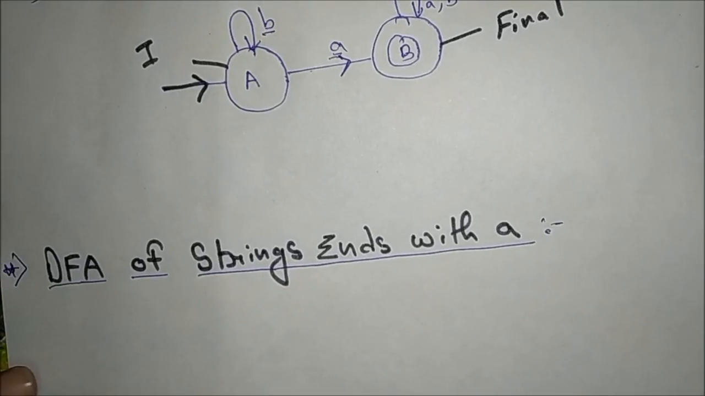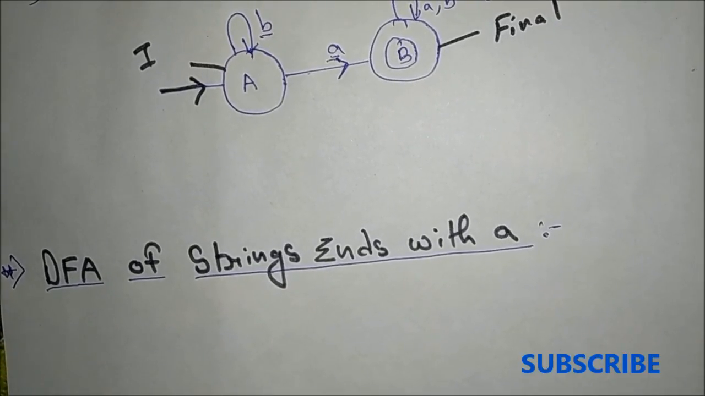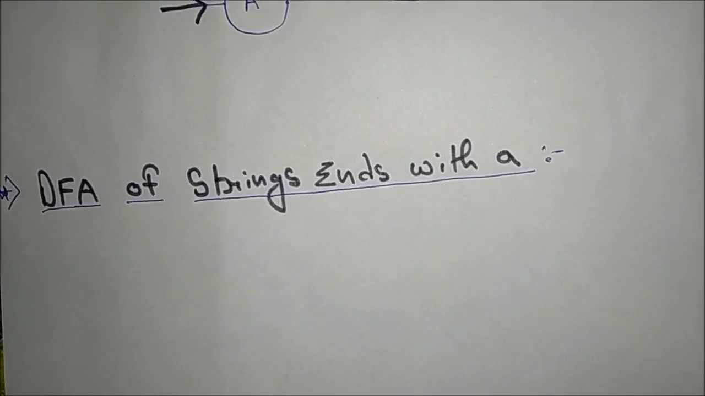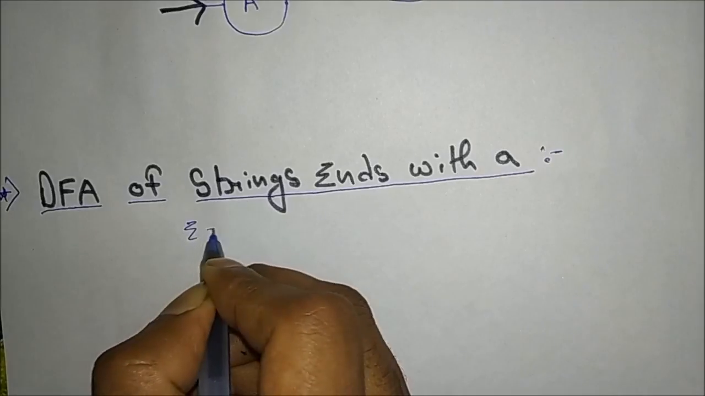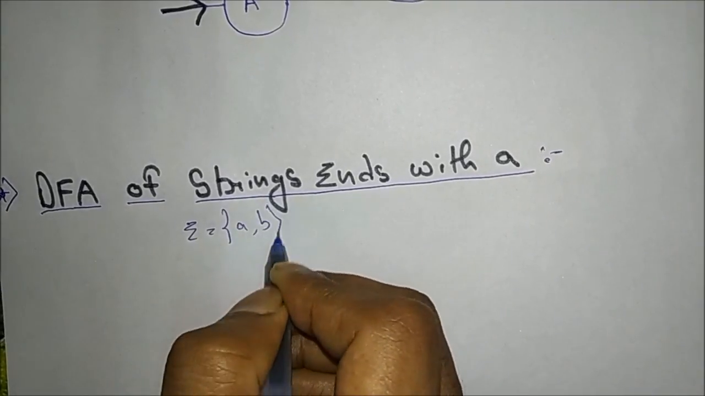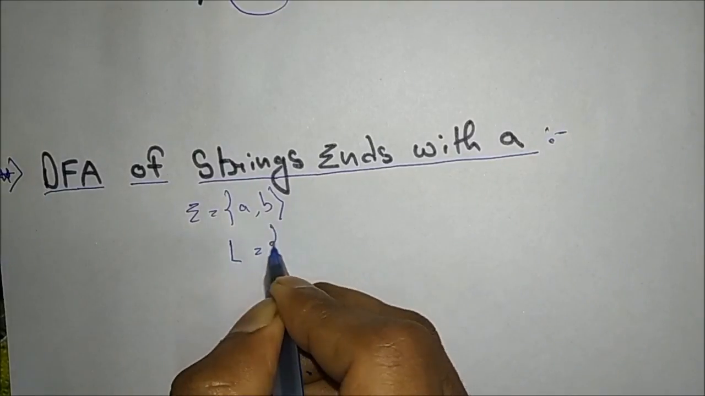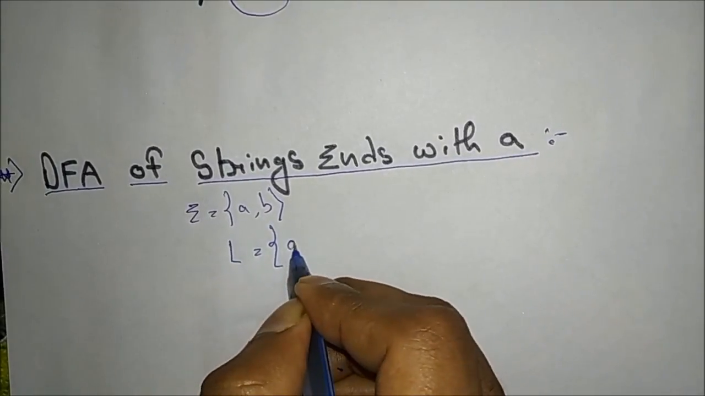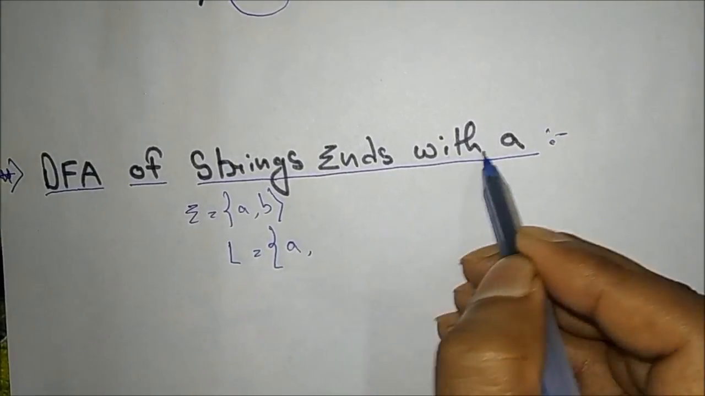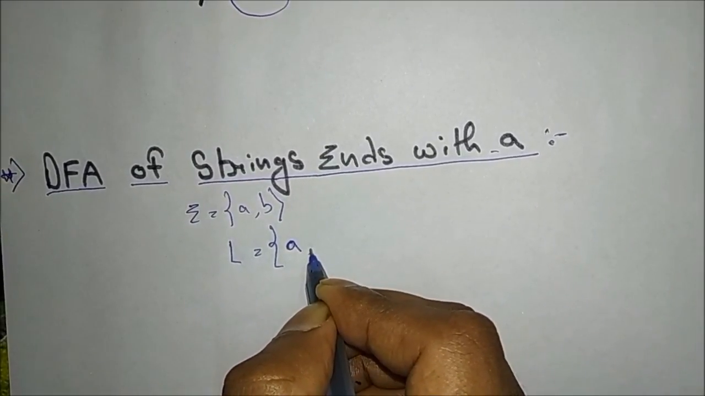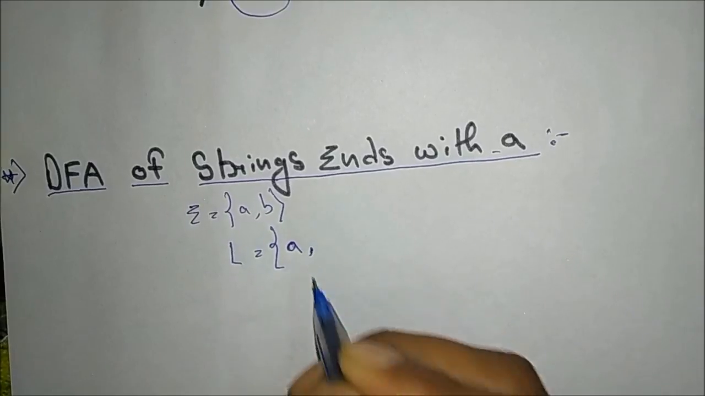The next example is the DFA of strings which end with A. This means we will draw a DFA where the string will end with A. So what will be the language? Here also the input alphabet is A and B, there are two inputs. The minimum string will be only A, because the string is ending with A, so after seeing only A we will accept it.